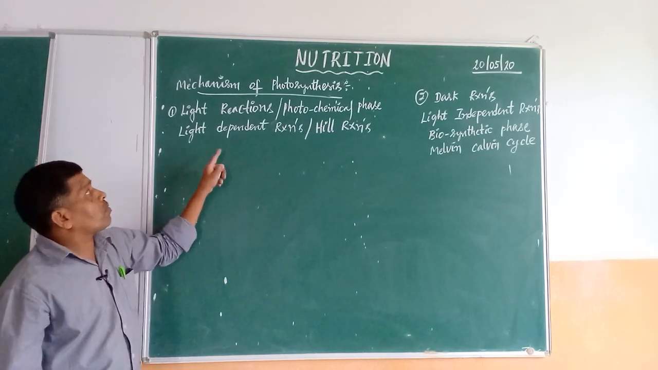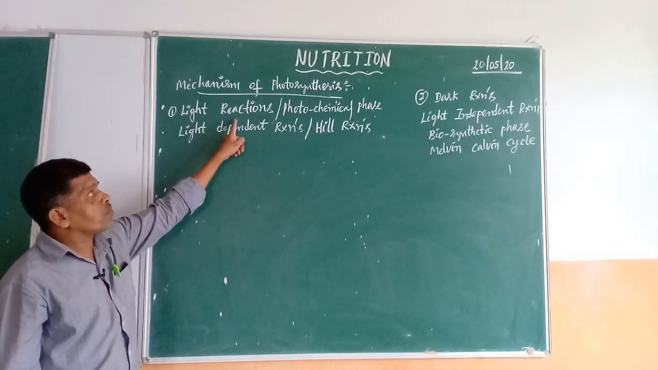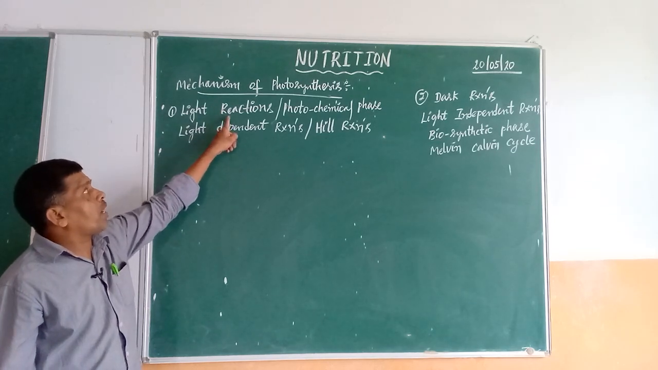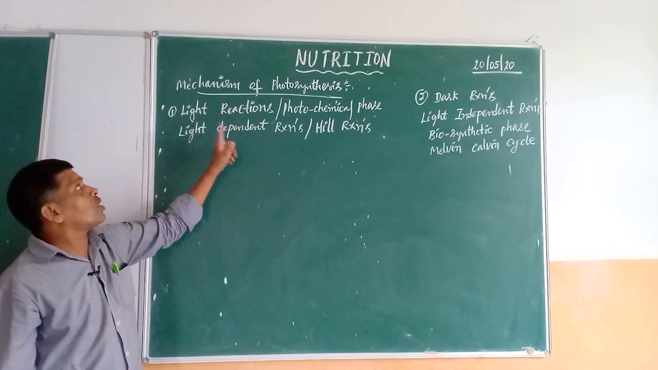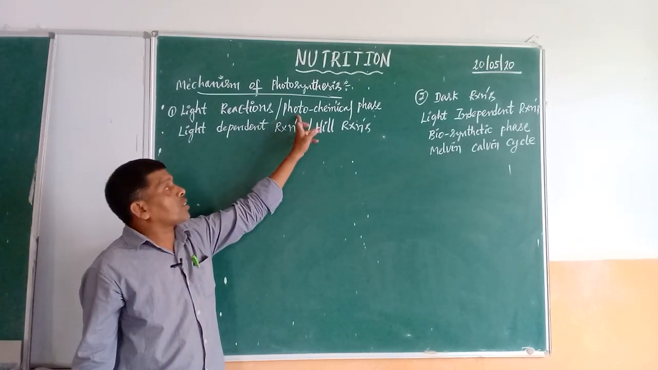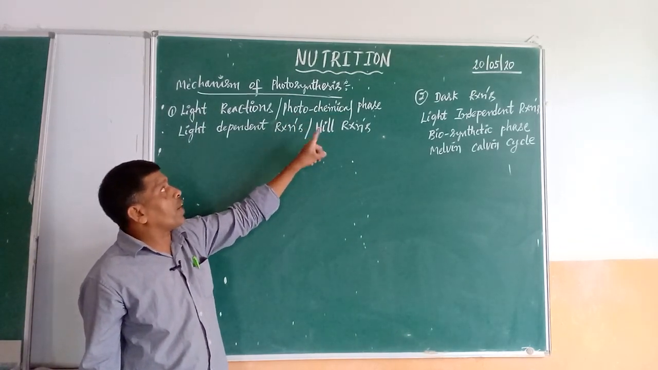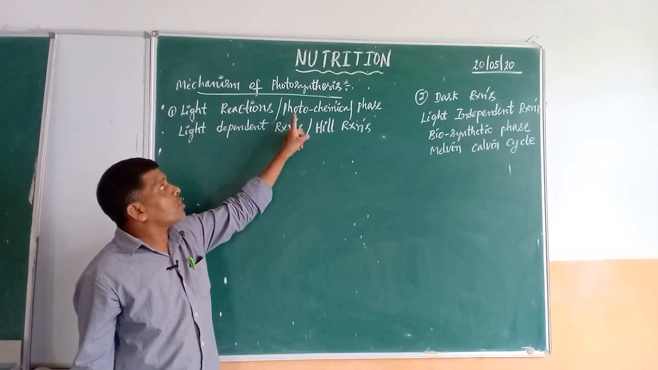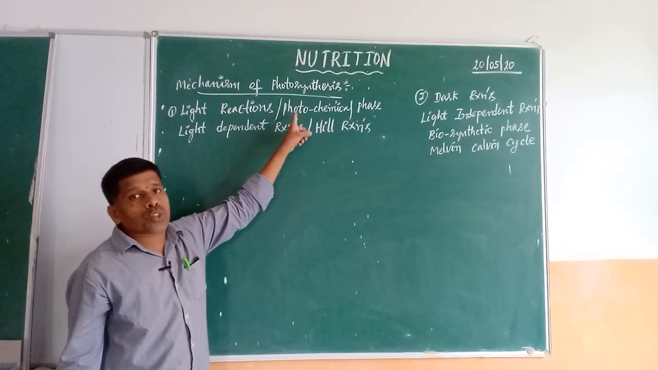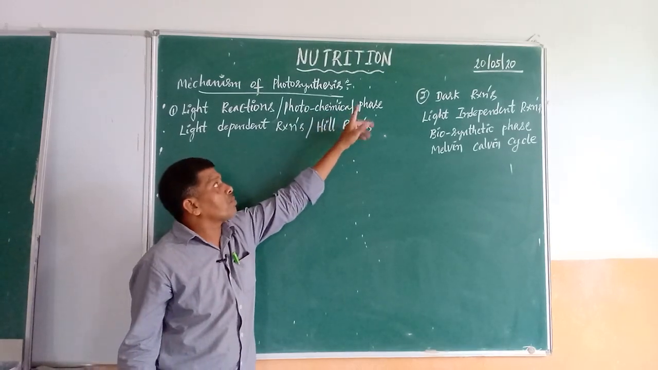The first type of reactions are called light reactions because they require light compulsorily, so they can be carried out only in the presence of light. These are called light reactions. Several chemical reactions take place here in the presence of light, so this phase or stage is also called the photochemical phase.